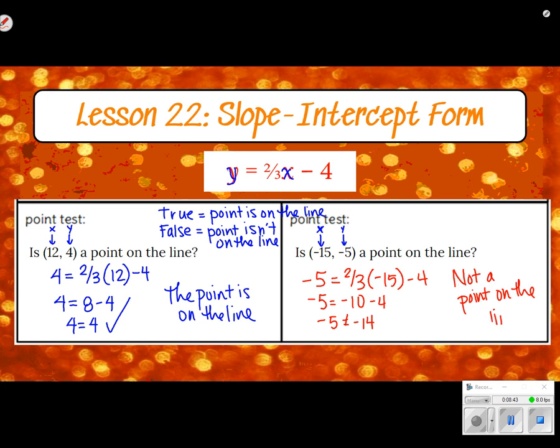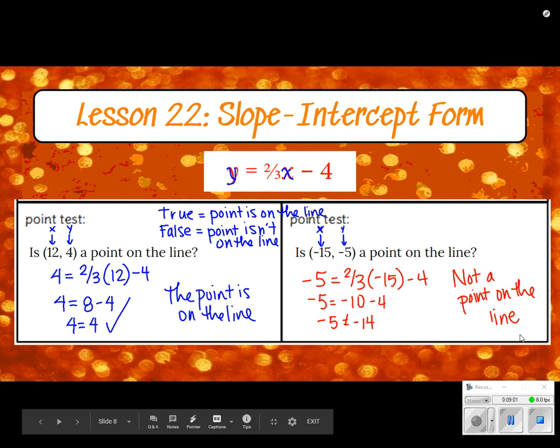Now, I don't think that there's anything in the homework about this type of stuff, but I do think that there is a question on the test, and it should be pretty straightforward. So all you're doing is plugging in the x part of the point for x, the y part of the point in for y, and then you are going to figure out if you have a true statement or not.